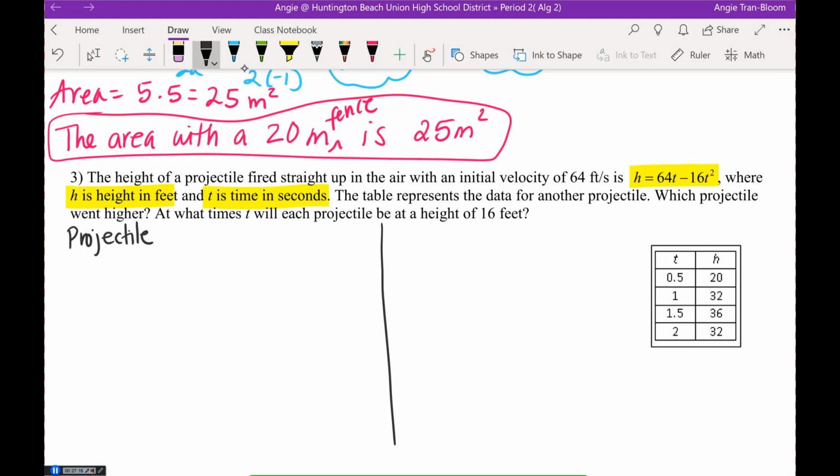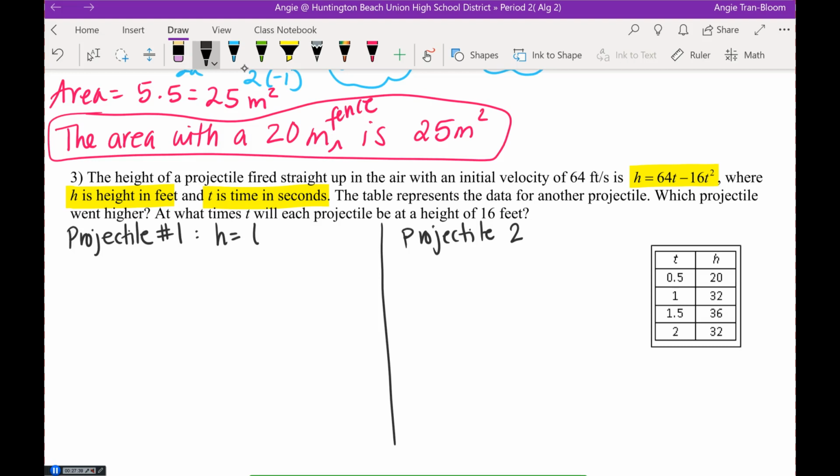And then this is projectile number 2. And you're going to miss this, Brandon. Hey. Projectile number 1, did they give you an equation already? Yeah, what is the equation? H equals 64t minus 16t squared.